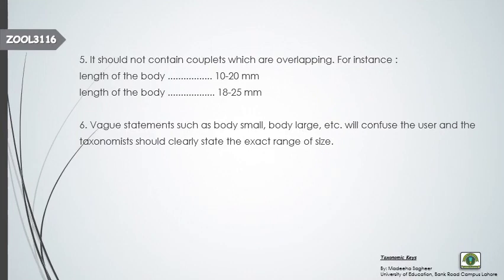It should not contain couplets which are overlapping. If your couplets are overlapping, then definitely you cannot make a correct identification of the specimen. How? If you talk about different heights or lengths of the body, and in the first lead of a couplet it is given 10 to 20 millimeter, and in the second lead of the same couplet it is given 18 to 25 millimeter, then what would happen?